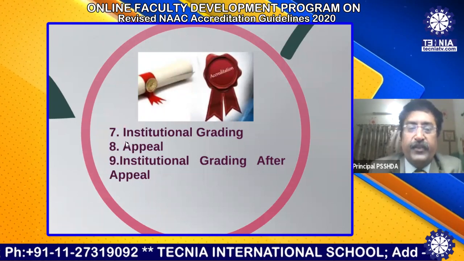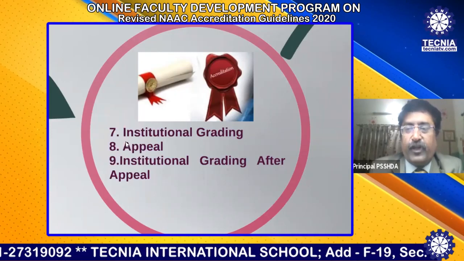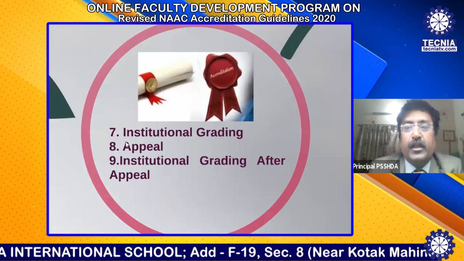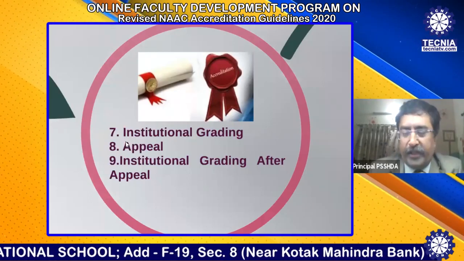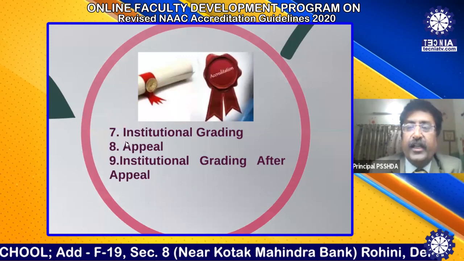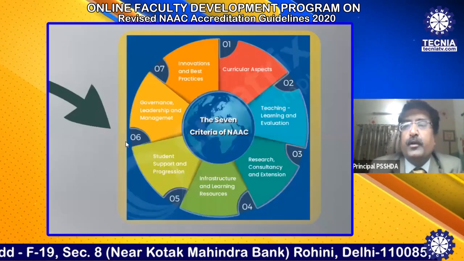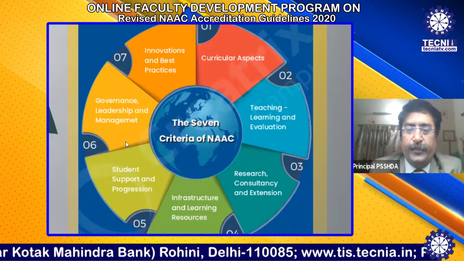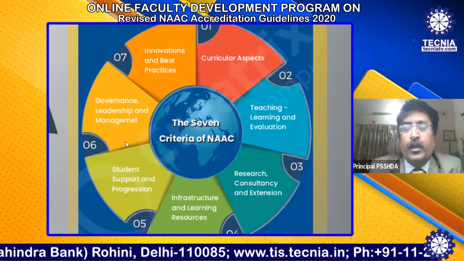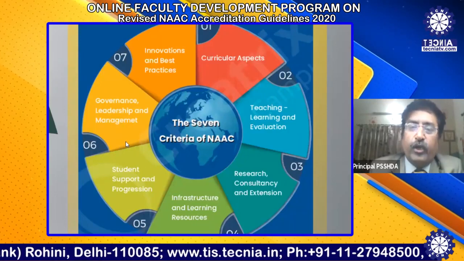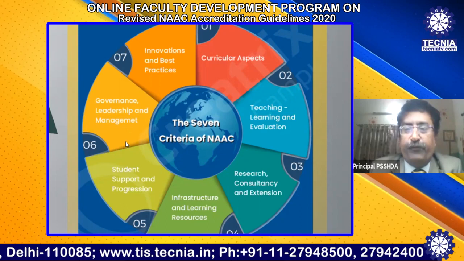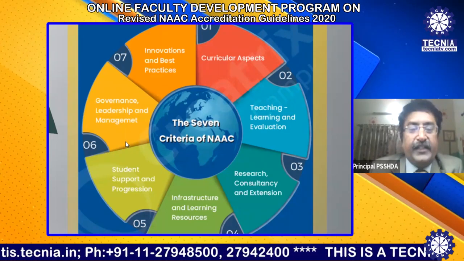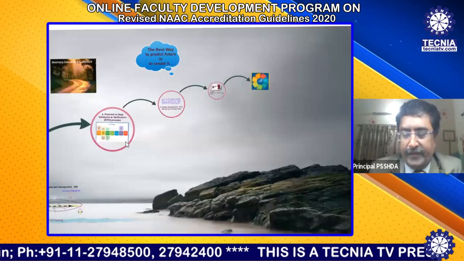Even after grading, we have a procedure. If we are not satisfied with the result, we can go for appeal. The fee for appeal is a little bit higher, more than 1 lakh plus all the taxes. But you can appeal, and after appeal you can get a new result, that is, the institution grading after appeal. So this is the basic procedure for NAAC submission from IIQA to getting your result. We have 7 criteria. Out of these 7 criteria, I think you have already gone through criteria 1, 2, 3, and 4. And today we are going to discuss criterion number 5 and criterion number 6.